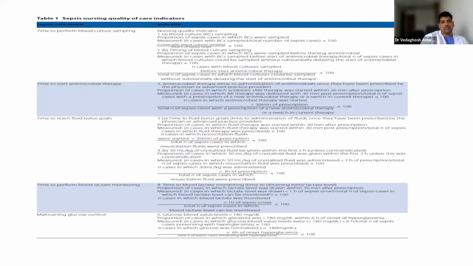Coming to sepsis nursing quality care indicators. What are these? The International Critical Care Society of Nurses, after the 2017 guidelines, prepared a task force and gave certain indicators for better quality control and improving patient outcomes in these patients. So what are these? We'll go one by one.